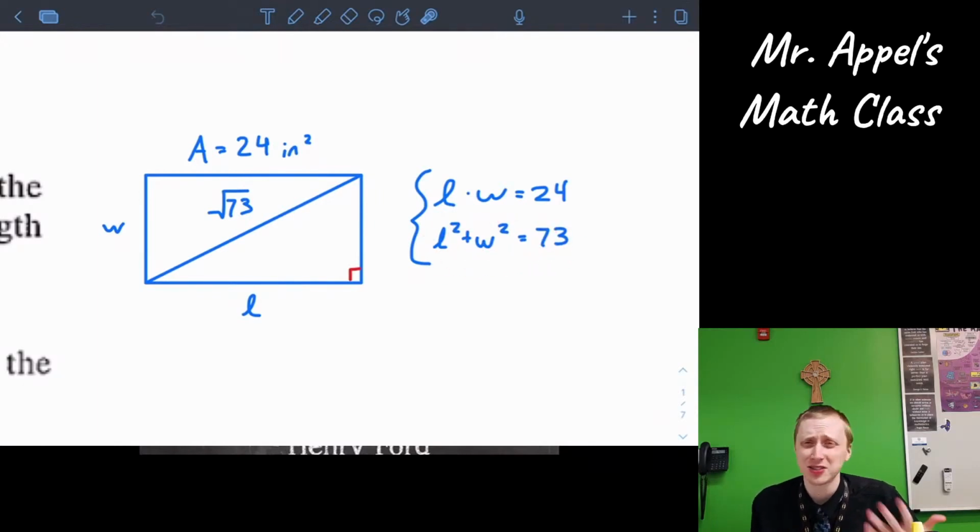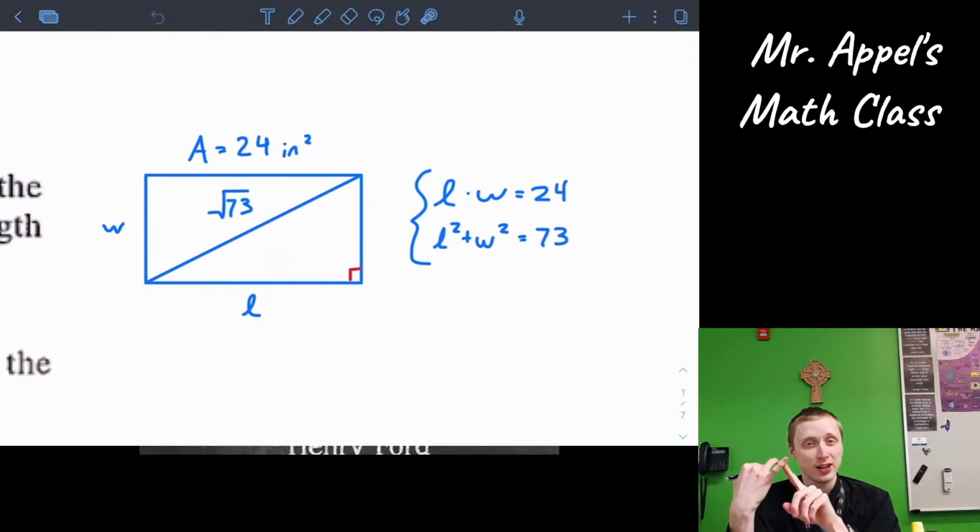I don't want to solve a system with a quadratic equation. That sounds messy, okay? Especially with this 73 here. I have no idea what the factors of 73 are. I don't think I'm going to factor this easily. So let's implement another strategy.